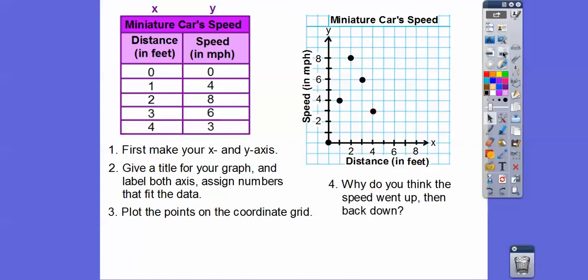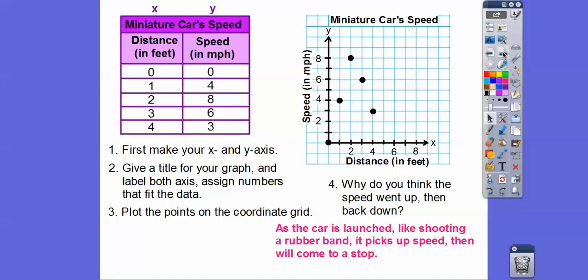Okay. All right. One more question here. Why do you think that speed went up and then it went back down? Well, we talked about the launch. So as the car is launched, like shooting a rubber band, it picks up speed and then it comes to a stop. So it starts off going fast and then it goes slower right there.